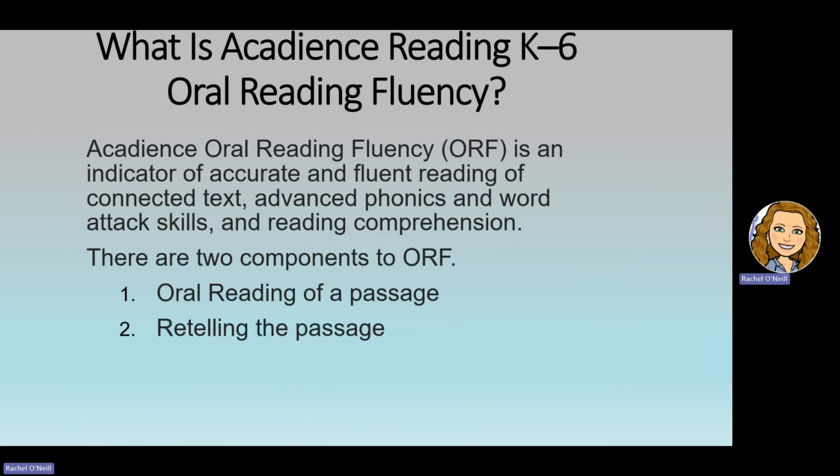What is Acadian's reading K-6 oral reading fluency? Acadian's oral reading fluency is an indicator of accurate and fluent reading of connected text, advanced phonics and word attack skills, and reading comprehension. There are two components to oral reading fluency: the oral reading of a passage and retelling the passage.